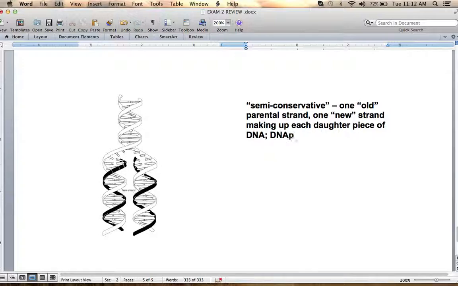The enzyme DNA polymerase is the enzyme that actually does all of this. So DNA polymerase splits the DNA molecule in half and helps join the new nucleotides to that. So DNA polymerase is an important enzyme to remember because that's involved in this DNA replication.